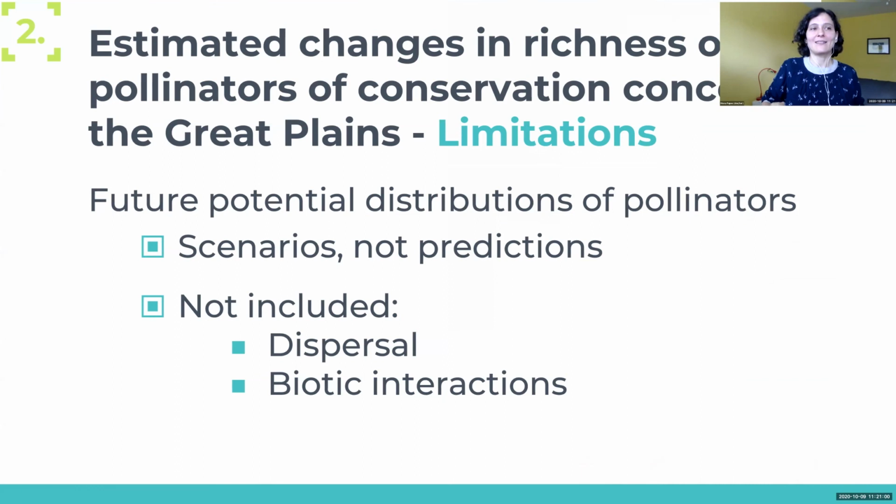Okay, so before we get too excited or too worried, what I want to point out is that these are scenarios, they are not predictions. We have all kinds of global circulation model outputs. We have at least 4 emission scenarios. We have to consider all that variation and those uncertainties. So keep in mind, these are scenarios of future potential distributions, they are not predictions. And also keep in mind that we did not include dispersal, and we did not include biotic interactions here.